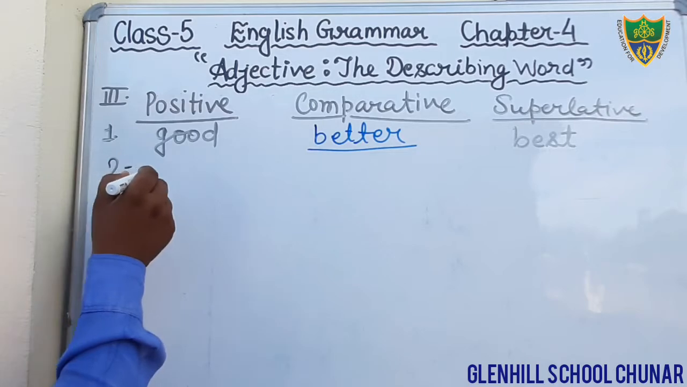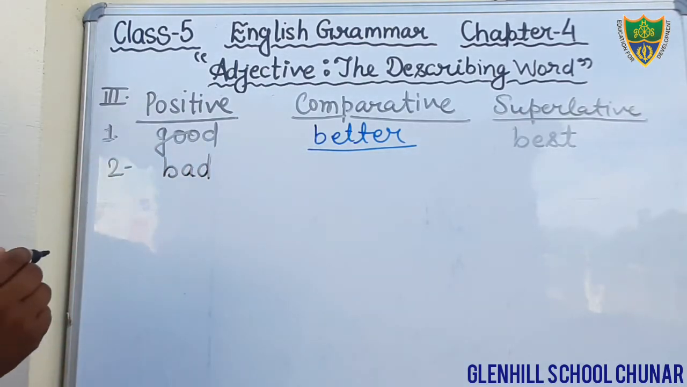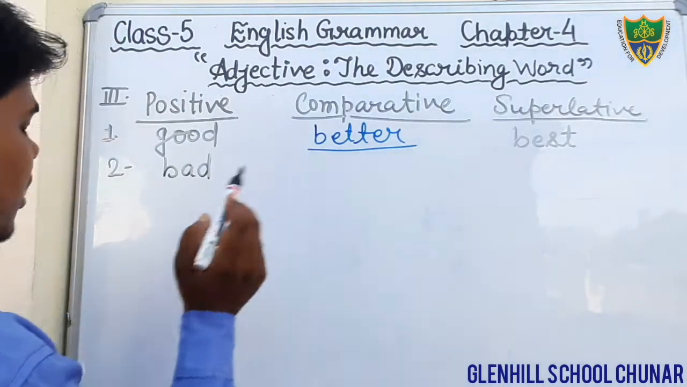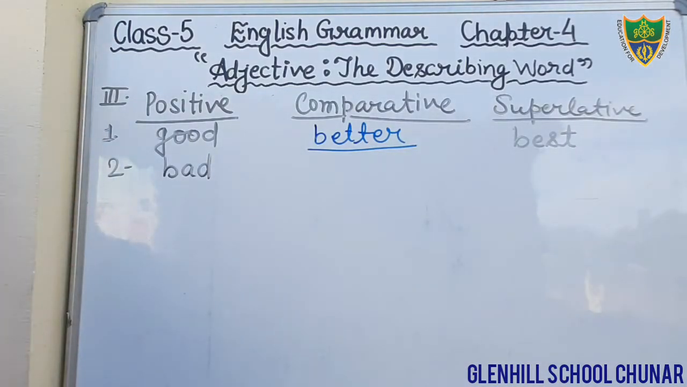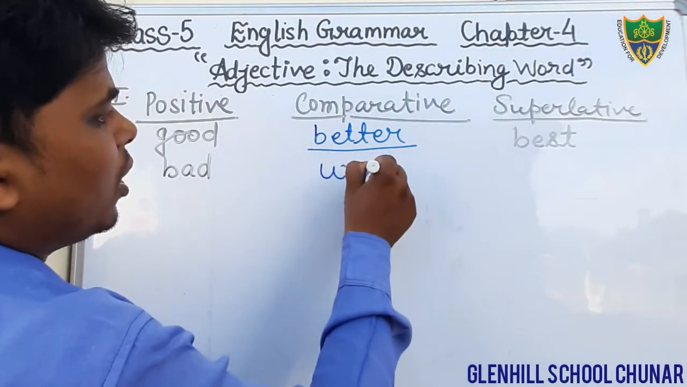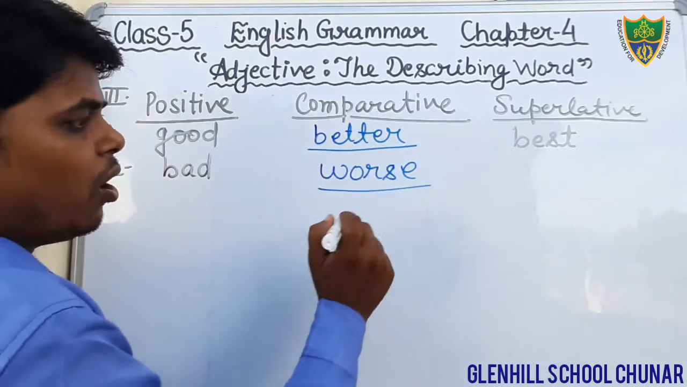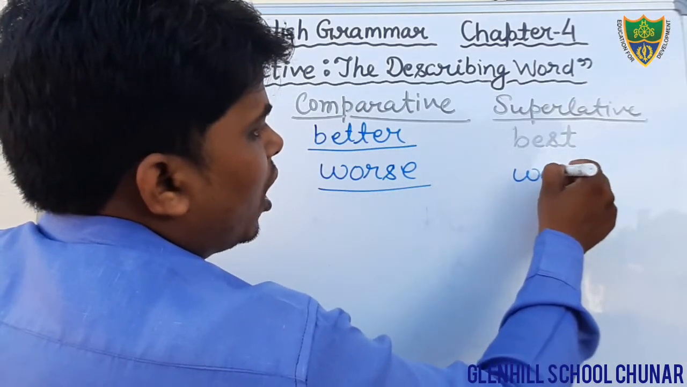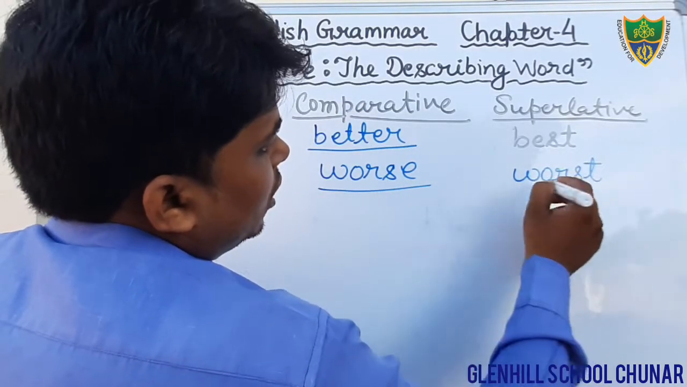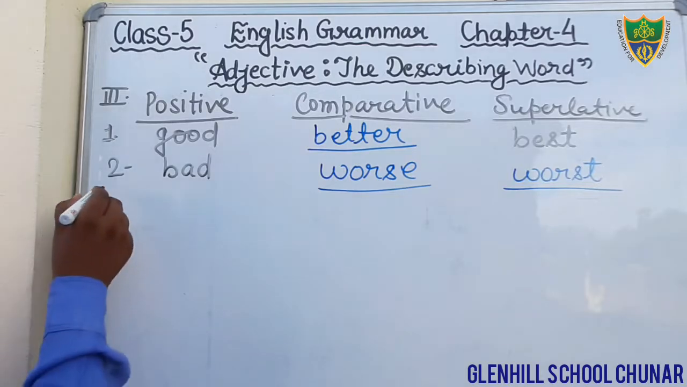There is given bad. Okay, bad is given here. There is a blank and there is also a blank. So what would be the forms of bad? Worse, worst. W-O-R-S-E, worse is the comparative form, and worst, W-O-R-S-T, that is the superlative form. Okay students, just fill it.